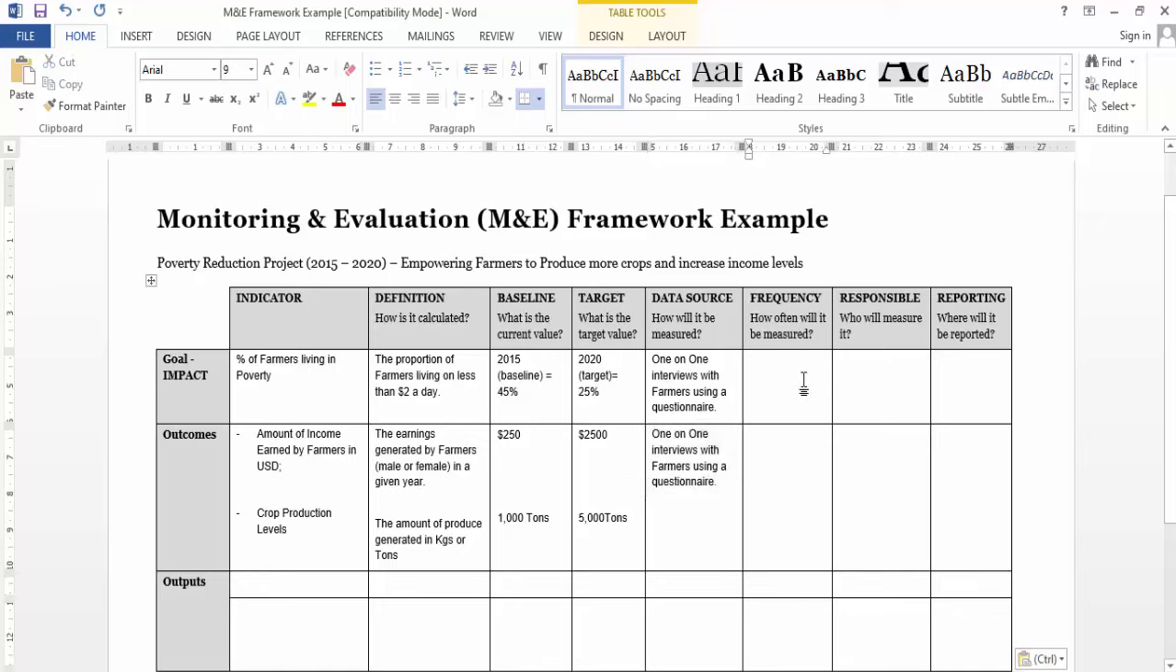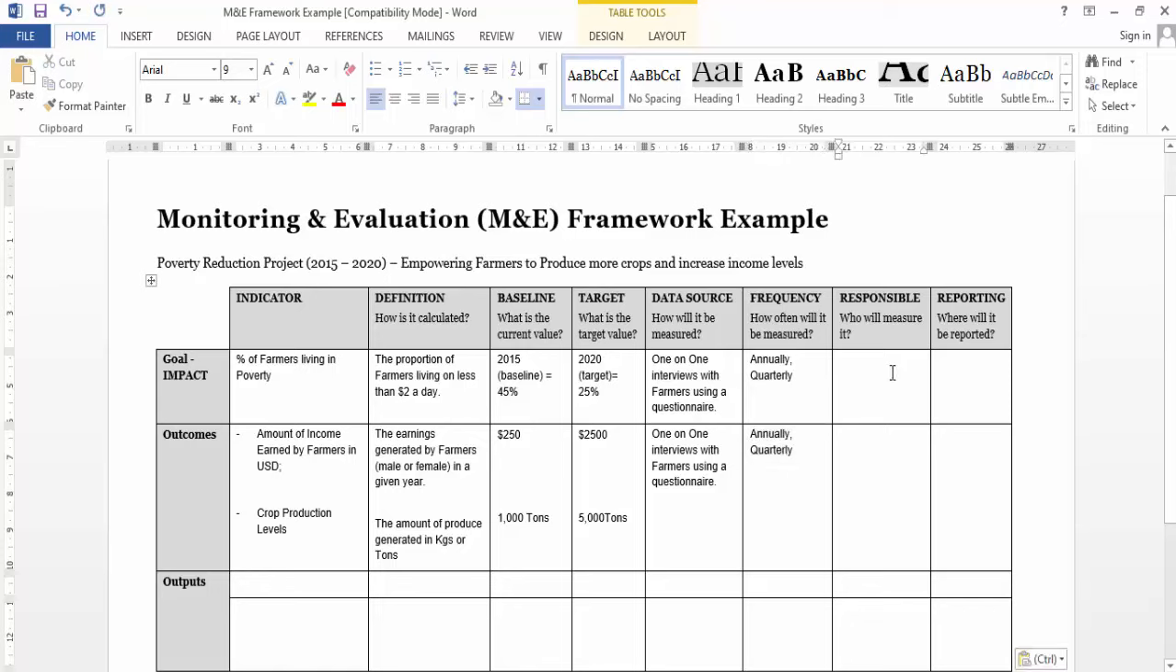So how often will you be doing this? Okay, when do farmers actually grow their crops? They do it annually, but if they're doing it quarterly, it's probably with crops that are able to generate income quarterly. So we could also include quarterly there, and because this is generated annually, it means that you'll be measuring this annually.